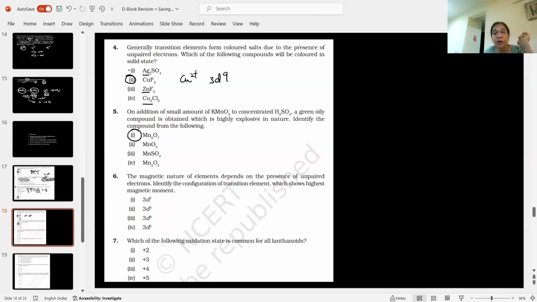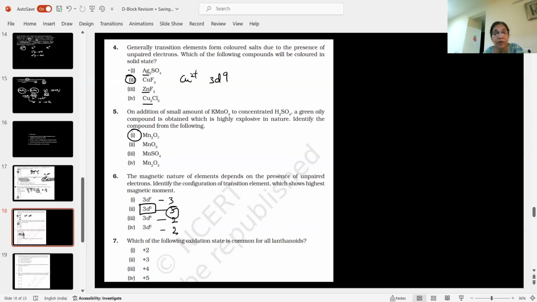Then, magnetic nature of elements depends on the presence of unpaired electrons. Identify the configuration of transition element which shows the highest magnetic moment. Highest magnetic moment means it should have the largest number of unpaired electrons. So the largest number will be in 3d5, right? 3d7 has 3 unpaired, 3d8 has 2 unpaired, and 3d2 has 2 unpaired. So 5 unpaired here. Answer is 5.